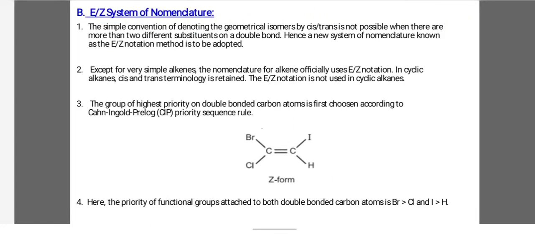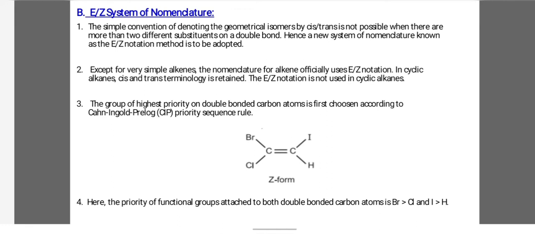Now the next type is the E-Z system of nomenclature. The simple convenience of denoting the geometric isomer by cis-trans is not possible when there are more than two different substituents on the double bond. Hence a new system of nomenclature known as the E-Z notation method has to be adopted. In simple words, for this nomenclature, the two groups attached to each carbon of the double bond are assigned priority. The priority is given according to the RS system of configuration or the sequence rule.